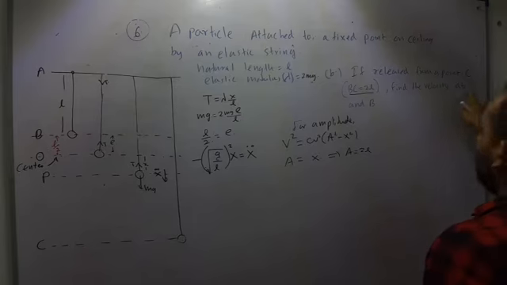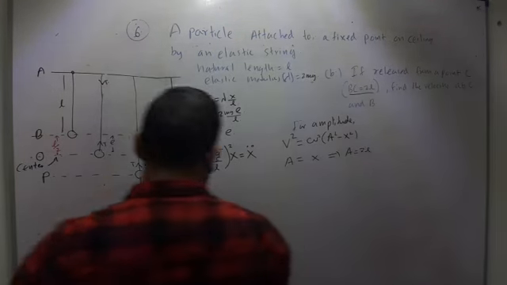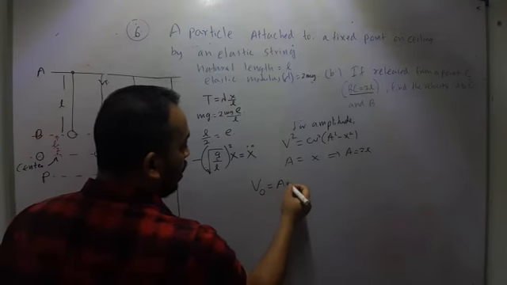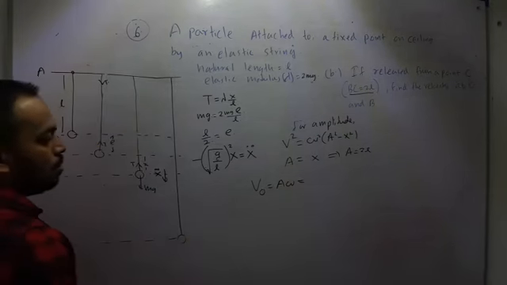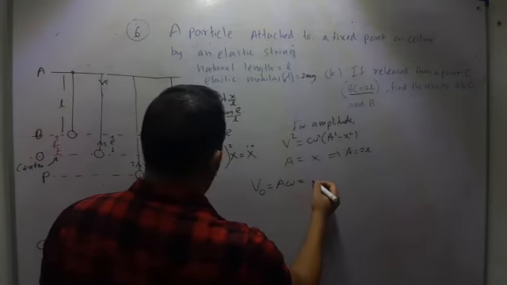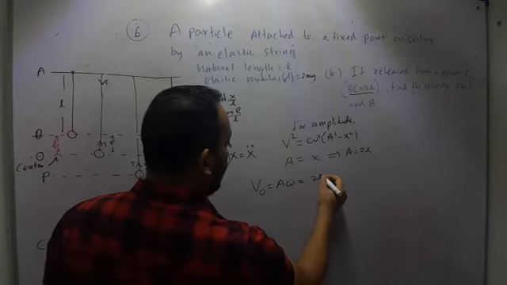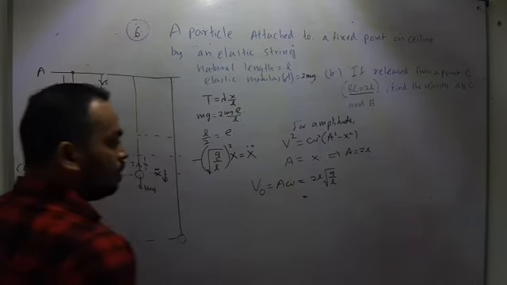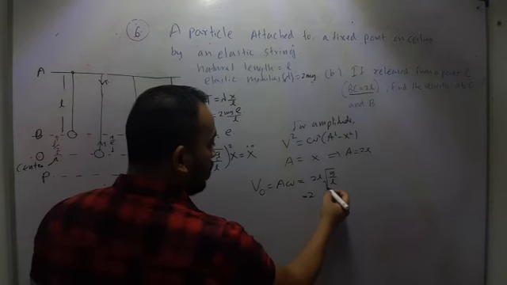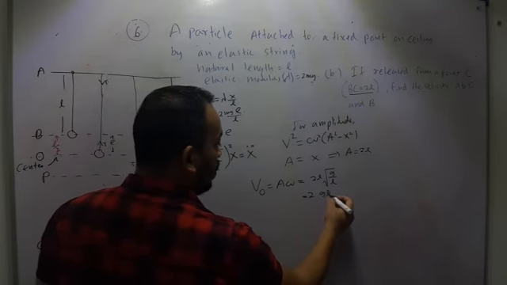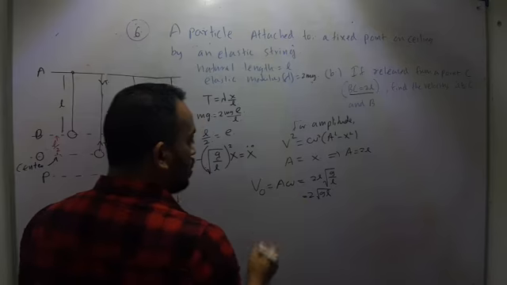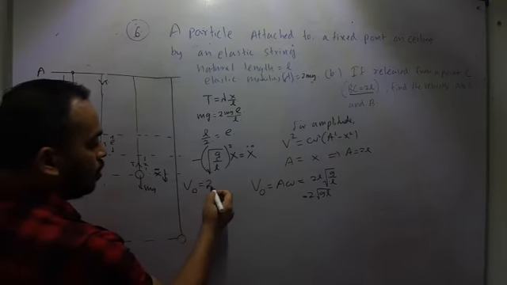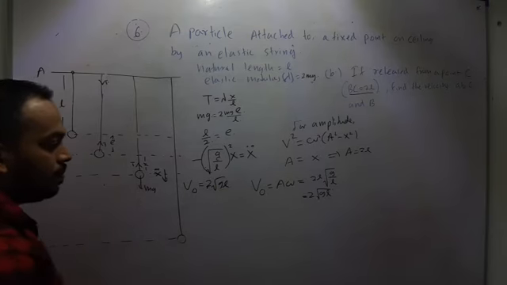So for the velocity at O, you know that O is the center, so you can directly write velocity at O is equal to A times omega. Omega is root of G over L. So 2L times root G over L gives you 2 times root GL. This is the velocity at O.